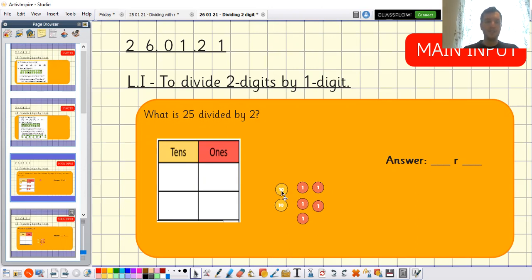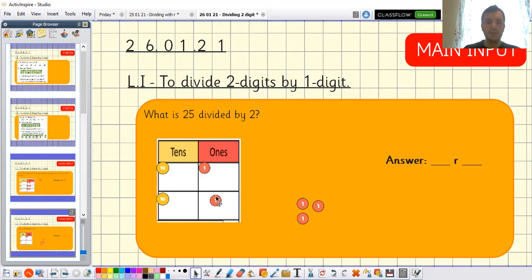Let's start by sharing those 10s. 1 10 here, oh, it's disappeared. There we go. And another 10 here. Perfect. I've shared my 10s equally. There are no 10s left over, and I can move on to my 1s. Let me start by sharing my 1s.